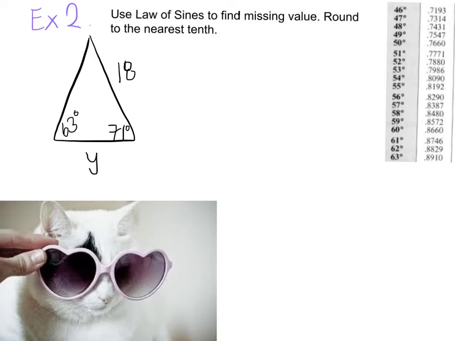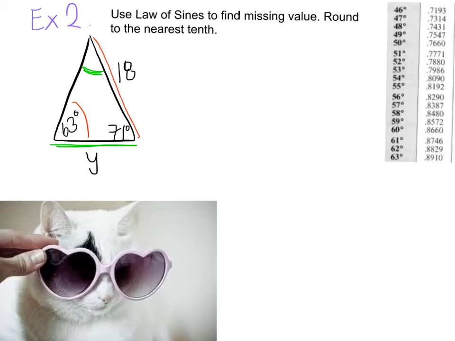So again, I'm going to look at the angle I've been given. I have 63 degrees, and I was given the opposite side. And here's my problem. I was given 71 degrees, but not the opposite side here. I was given this side, but not its angle. So what do you guys think I should do?